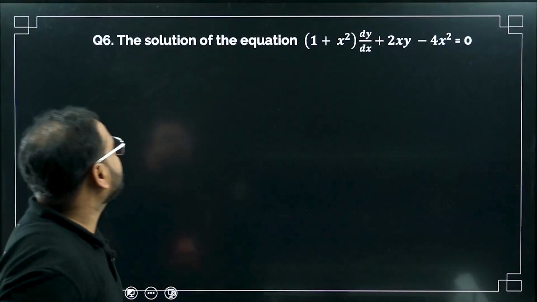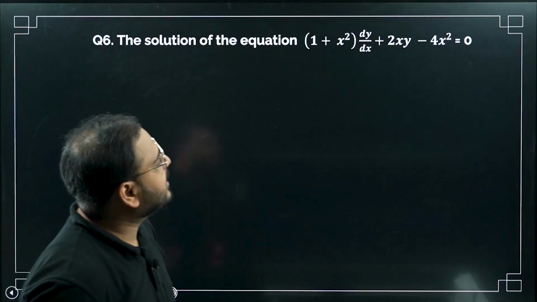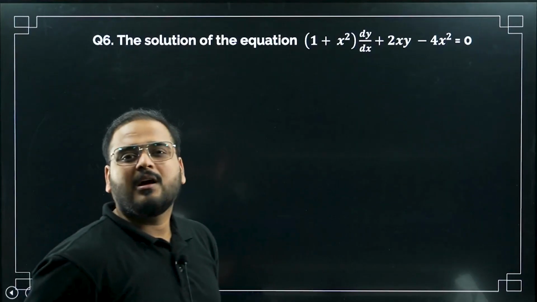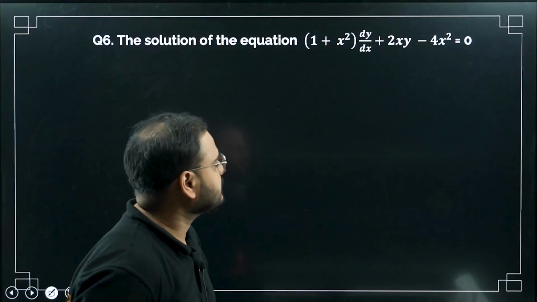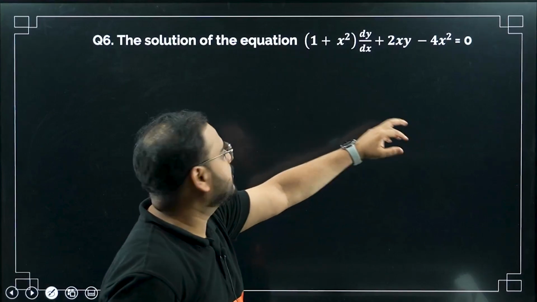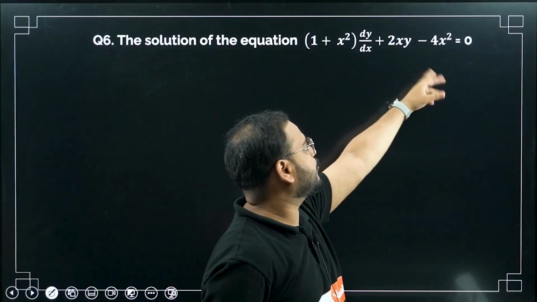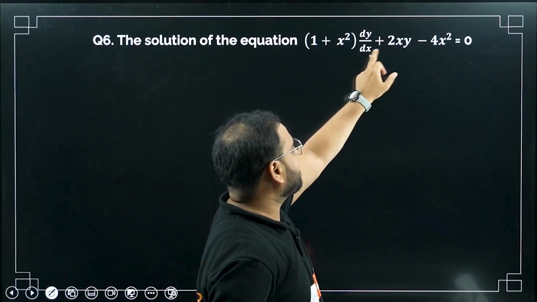Moving on to problem number 6. The solution of the equation (1 plus x square) dy by dx plus 2xy minus 4x square equals 0. Not difficult, very simple only, but we'll do it anyway. I hope you can see that something is coming over here. See, 1 plus x square I can take on both sides. I'll get the standard form simply. How come, sir? Check. The independent variable is x.